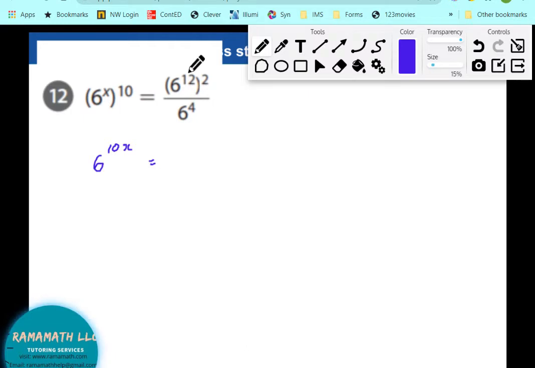Now this one here, again, power to the power. So you're going to multiply them. 12 times 2, that is 24, over 6 to the 4. Now you guys can think, okay, so 10 to the x. Now on this side, we have the same base, but we're dividing. So what I'm going to do, keep the base. What do we need to do with the exponents? Put them in the chat box.